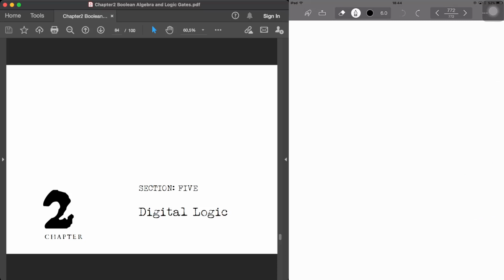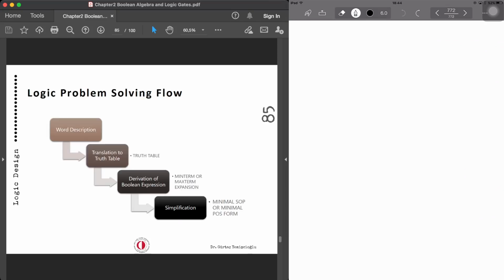Right. In the last section of this chapter, we are going to consider digital logic as a complete problem-solving tool, and how we are going to solve those problems, because we have got the knowledge of gates, the Boolean expressions that we can represent the gates and the functions. Now, if we have got a problem description, how are we going to approach those problems in order to solve them?